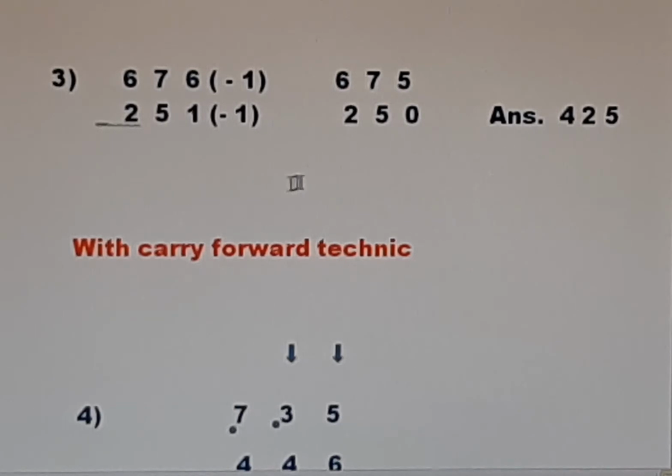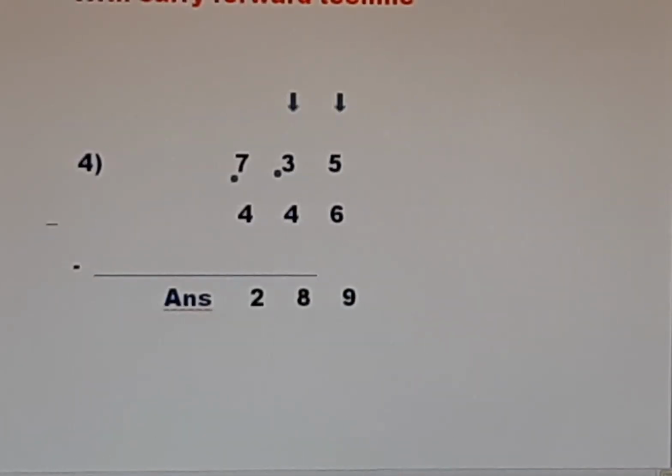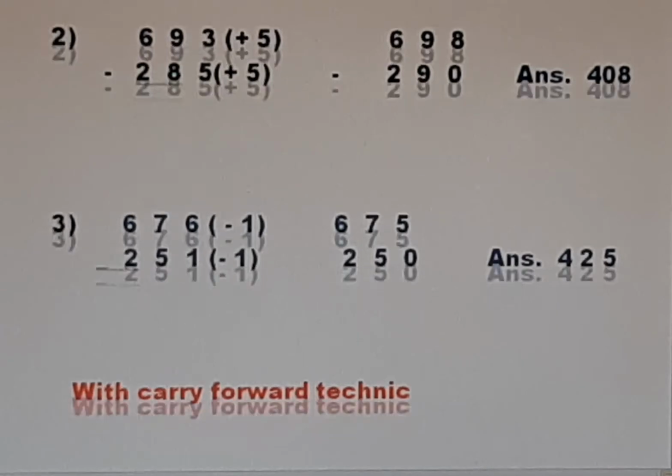but I am giving them just as an example. If you check this, finally you will get the answer in an easy way. 6 minus 1 is 5, 7 minus 5 is 2, and 6 minus 2 is 4. So 4, 2, 5 is your answer. These are not needed, but I am showing you that instead of plus you can do minus also.